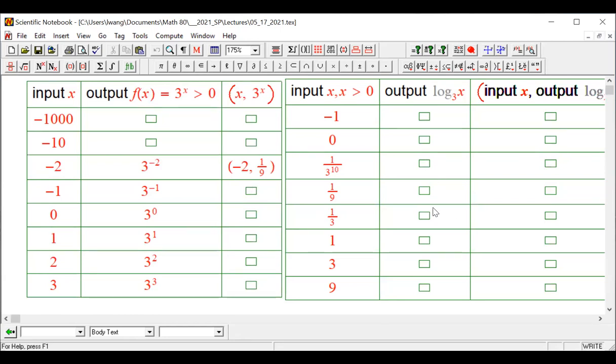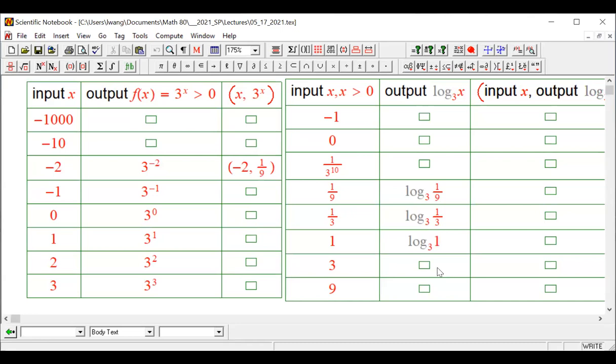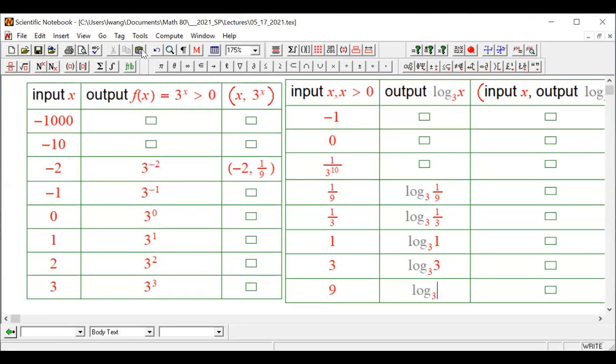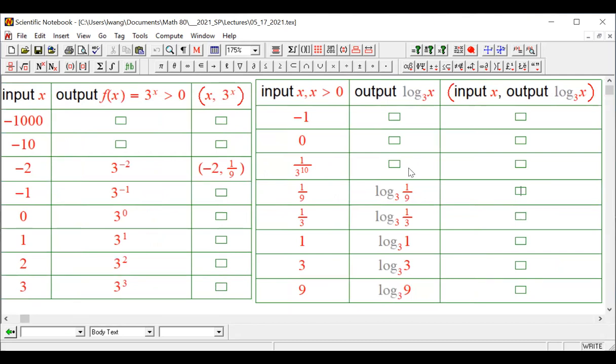And over here, start from here. I don't want to make your life too difficult. Just do the place, 1/9 here. So log base 3. You can refer to the notes we've done before. Log base 3 of 1, log base 3 of 3, and log base 3 of 9. And then we're going to compose those points.